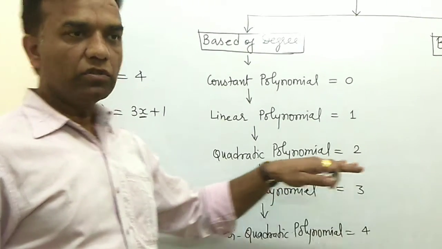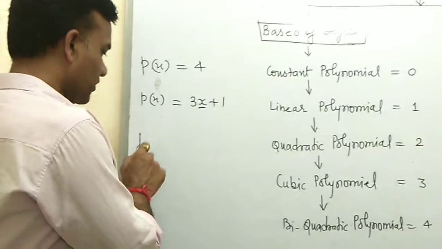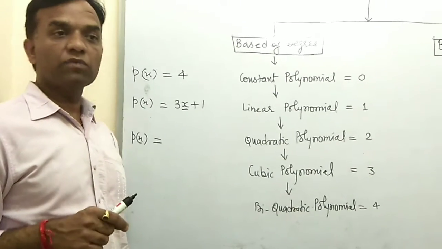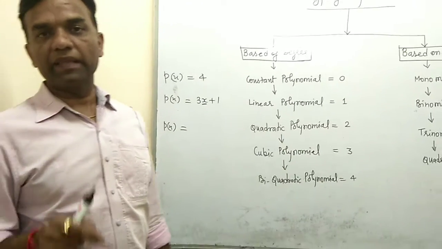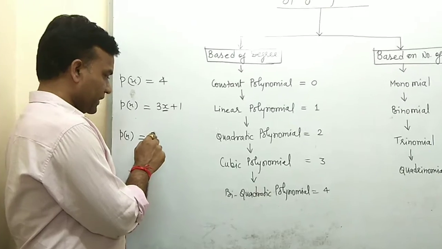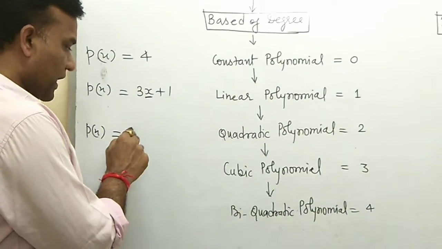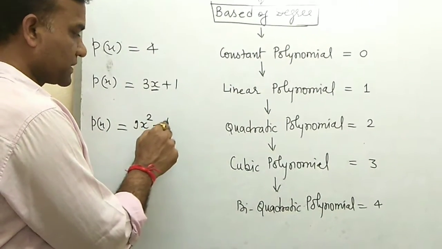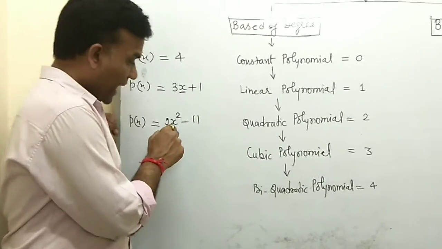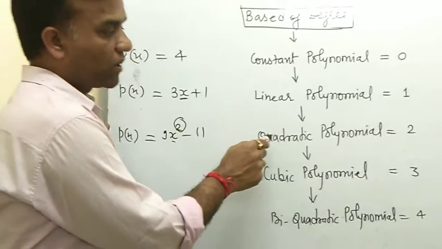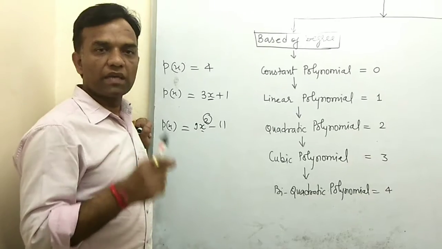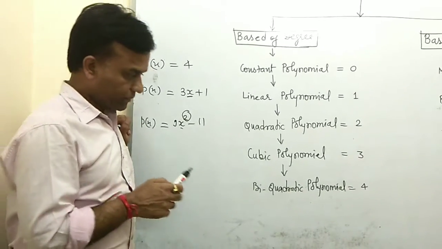Quadratic means your given polynomial may have any number of terms. The basic need is that the variable is given and its power is compulsorily 2. Here we have an example like 9x square minus 11. There are two terms, but the variable's highest power is 2, therefore it is called a quadratic polynomial. Quadratic means a polynomial which has highest degree 2.